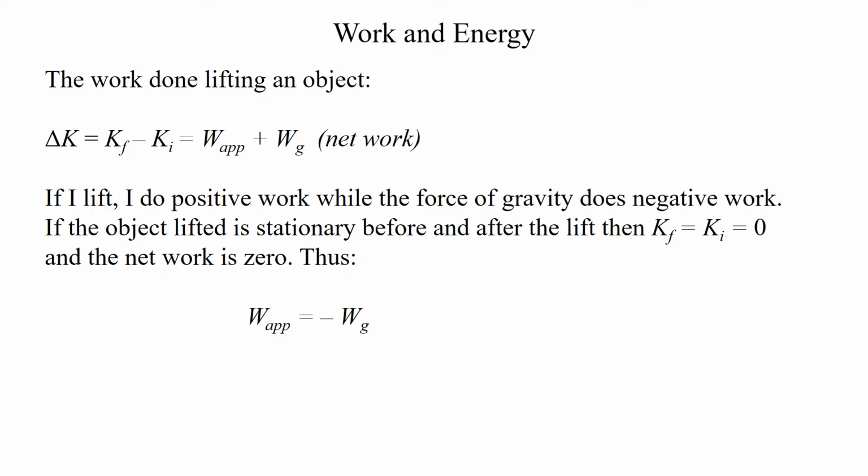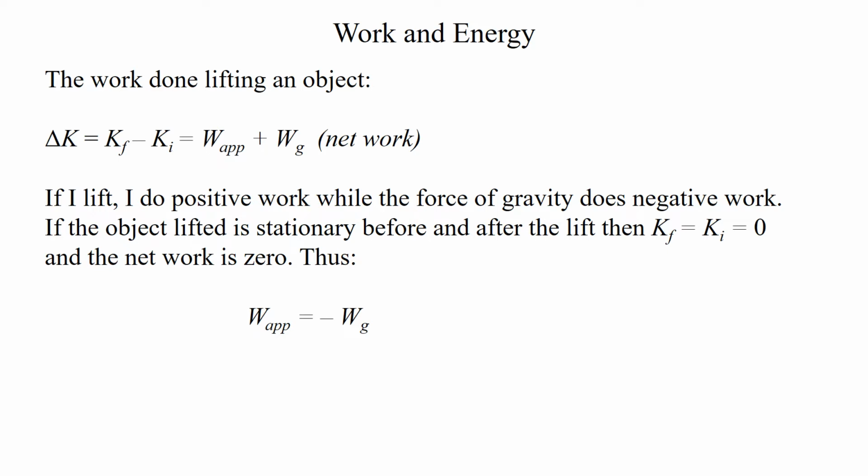So when I lift, I'm doing positive work because my displacement is upward and my force is upward. And so that's positive work. Gravity, the force of gravity acts downward and the displacement is upward. So those two, the force vector and the displacement, are opposite in direction. And so when I do the dot product, I get a negative number. So the work done by gravity is negative.